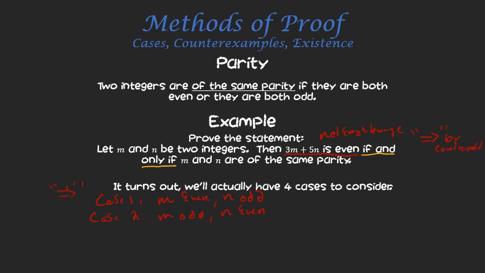And then for the backwards direction, we're going to be assuming m and n are of the same parity. Well, there's two things that could happen there. So case 3 will be m even, n even, or we could have them both being odd. Case 4, m odd and n odd. And so this is really going to boil down to 4 different cases. In the next slide, we'll prove this and we'll see how it all comes together.